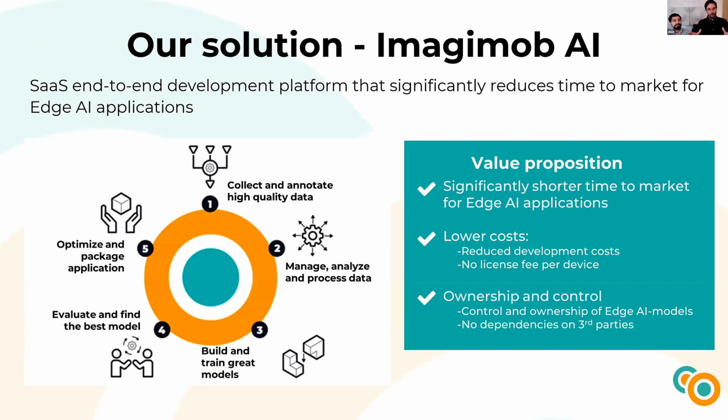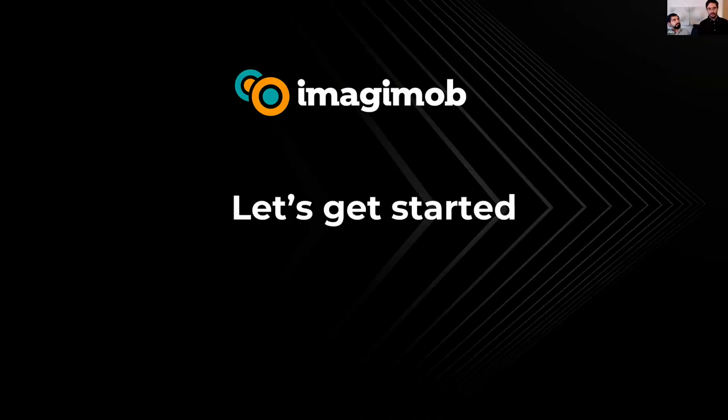Yeah. So we then released Imagimob AI to the public, and it's an end-to-end development platform for tinyML, which allows you to do everything from collecting and extracting the data from your devices or machines, through annotating that data and analyzing it, through building and training great models, all the way to optimizing them and packaging them and putting them on the device. So this is what we will use throughout the presentation. So with that, let's get started.